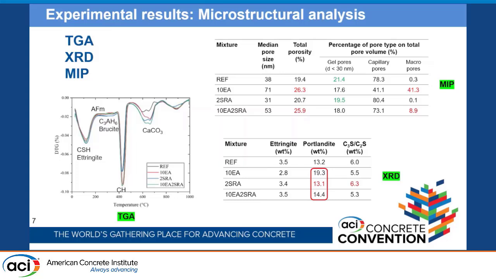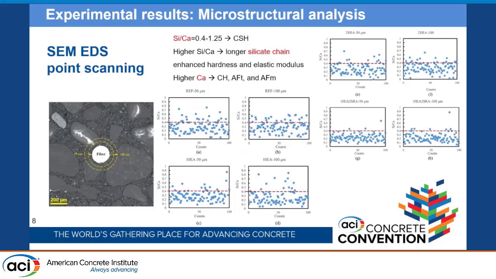On top table, you see the MIP result. The highest total porosity was associated for the EA mixtures again, and highest macro pores as well. On the other hand, the highest gel pores were found for the reference and SRA mixtures, which these results can confirm the strength development and shrinkage behavior, which I've already talked about.